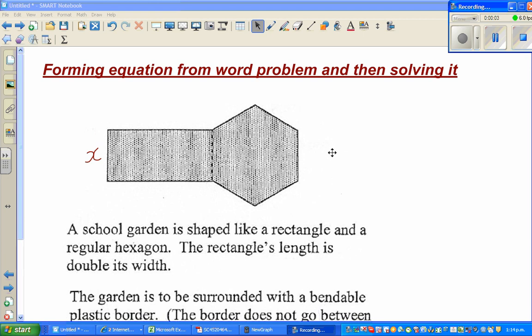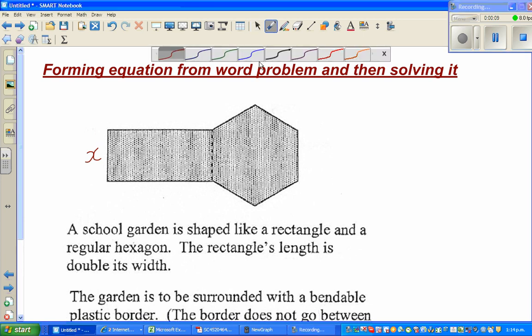Let's look at this equation. As I told you in the last video, I'm going to do this question. So 10 by 1, hopefully you should have done this question by now. Okay, so I'll read the question again.